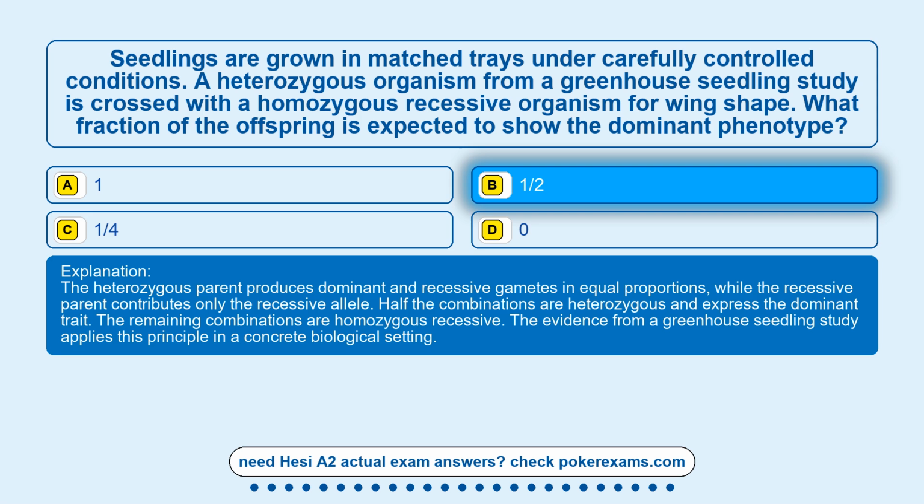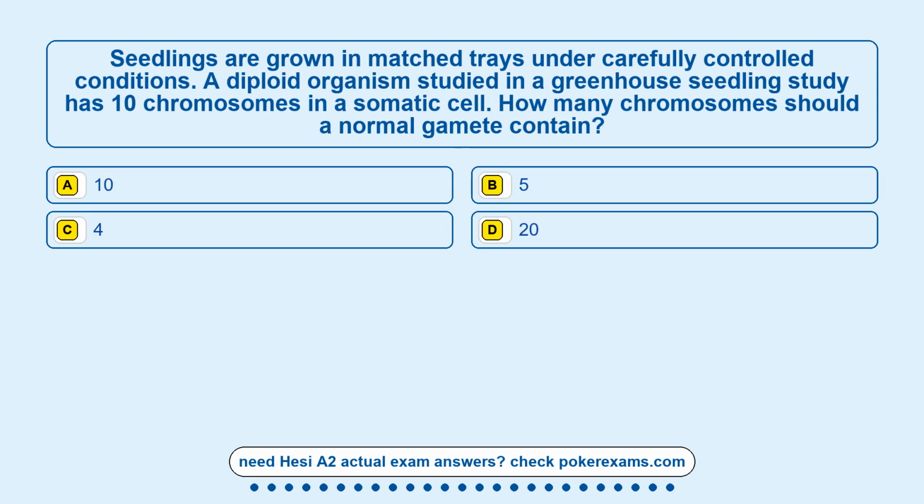The evidence from a greenhouse seedling study applies this principle in a concrete biological setting. Question 18. Seedlings are grown in matched trays under carefully controlled conditions. A diploid organism studied in a greenhouse seedling study has 10 chromosomes in a somatic cell. How many chromosomes should a normal gamete contain?